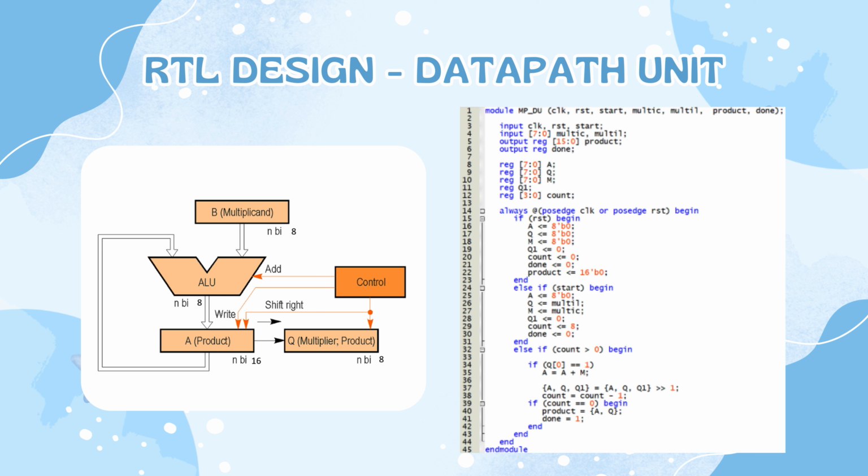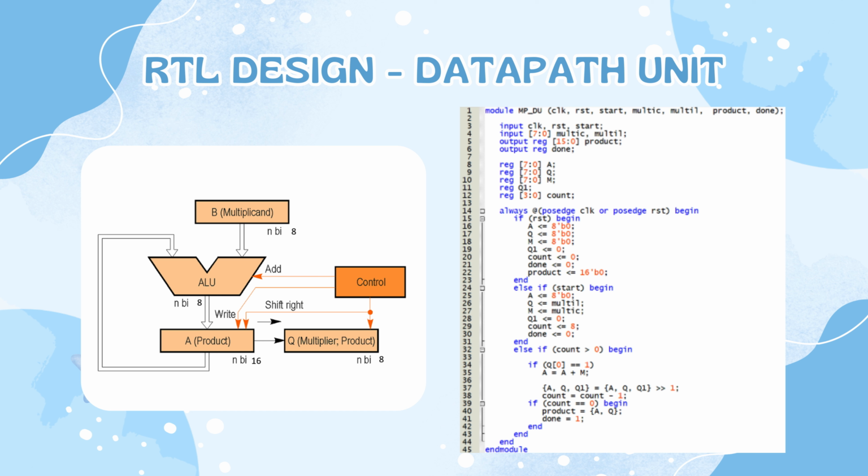The module we designed is called MPDU, and it performs an 8-bit multiplication using both methods. It takes two 8-bit inputs, a multiplicand and a multiplier, and produces a 16-bit product. The operation is performed in 8 clock cycles, and a done signal indicates when the multiplication is complete.